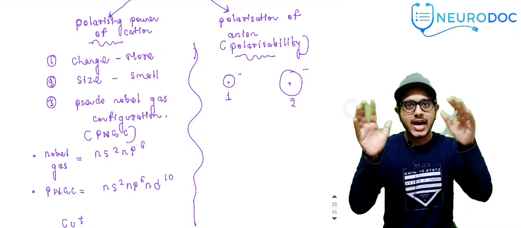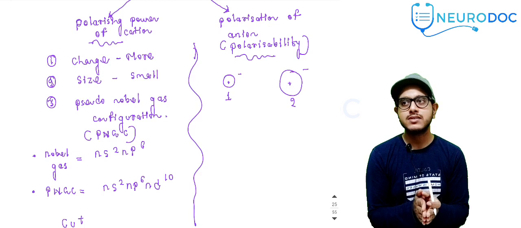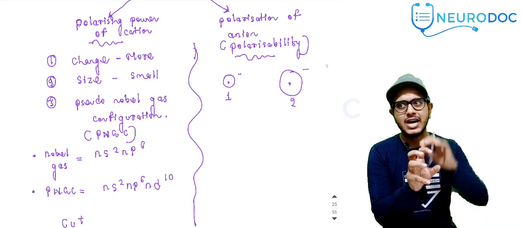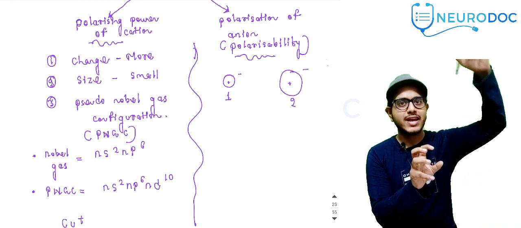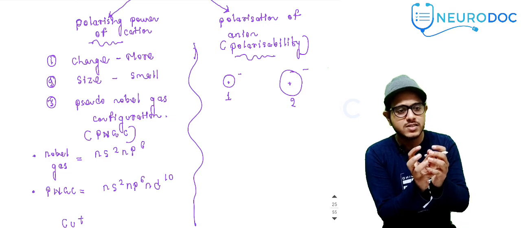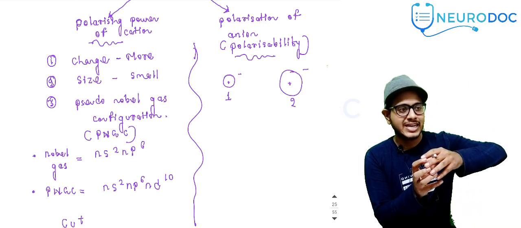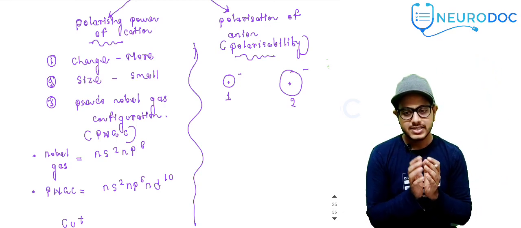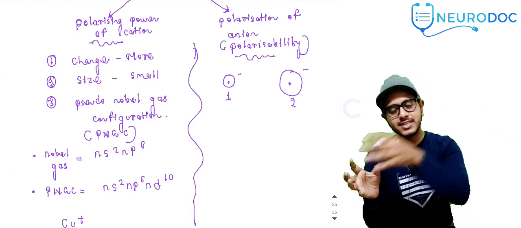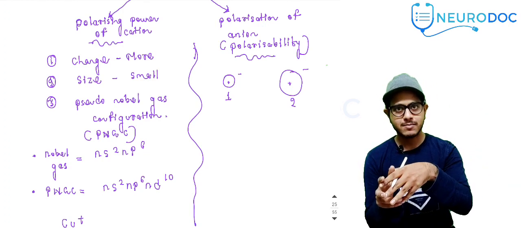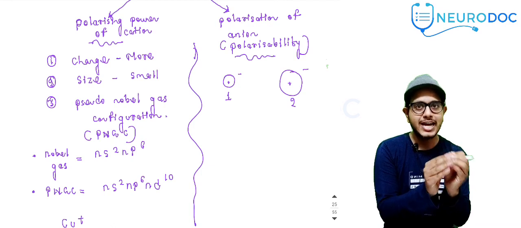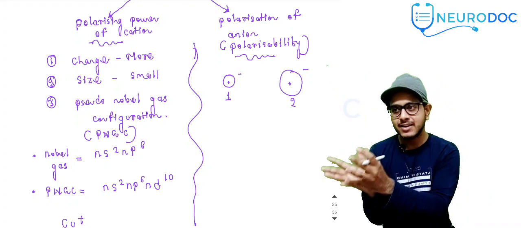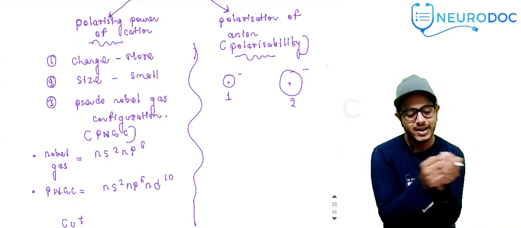Now, if the size of the anion is more, what happens? In case of a bigger anion, the nuclear effect on the outermost electronic cloud, the effectiveness or the effect of the nucleus won't be that much, because it has to influence over a larger distance, right? So it's easy for the cation to polarize it or to attract it towards itself, because the nucleus doesn't have that much influence over the outer electronic cloud of the anion. So for the cation, it's quite easy to attract it or to polarize it.